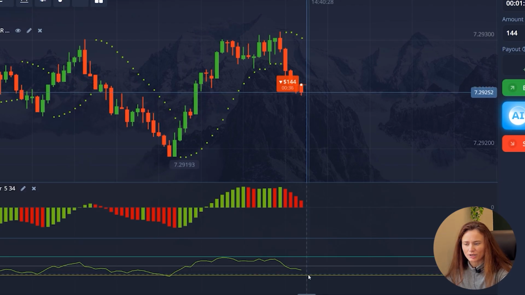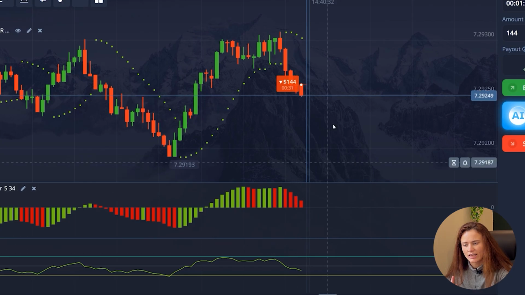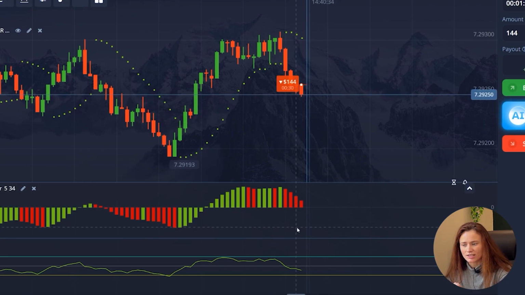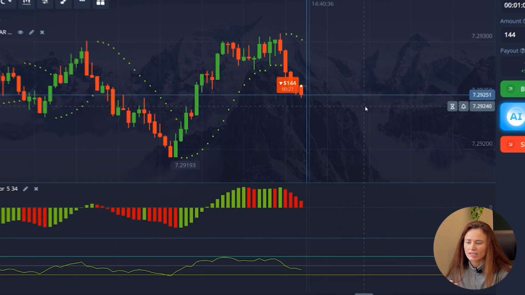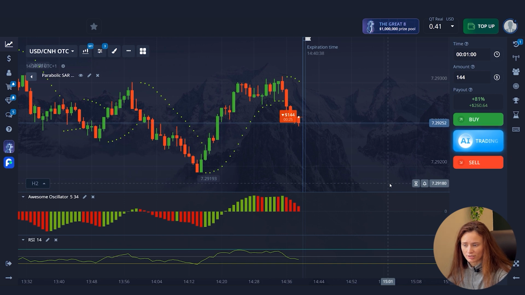And guys, when working with the strategy, it's important that all three indicators give a signal. The RSI indicator line must necessarily cross level 50. If it crosses it from the bottom up, then the price will increase. From top to bottom, the price will go down.